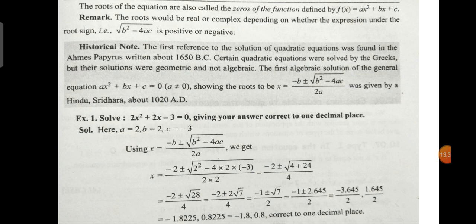So the first root is 1.645 by 2 and the second is minus 3.645 by 2. That is 0.8225 and minus 1.8225. Correcting to one decimal place, it becomes 0.8 and minus 1.8. These are the 2 roots for that equation. I think all of you get it. So this is how to solve a quadratic equation.